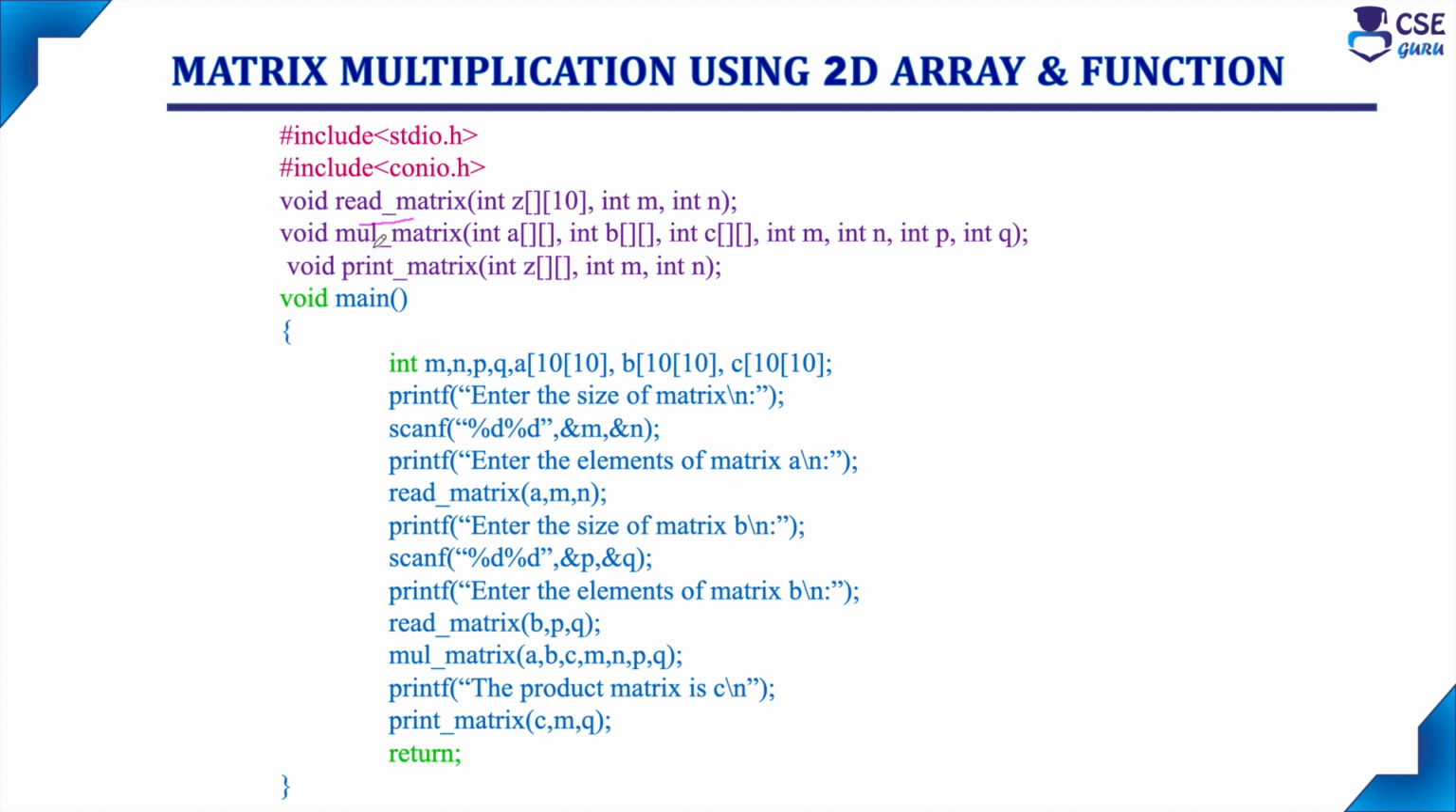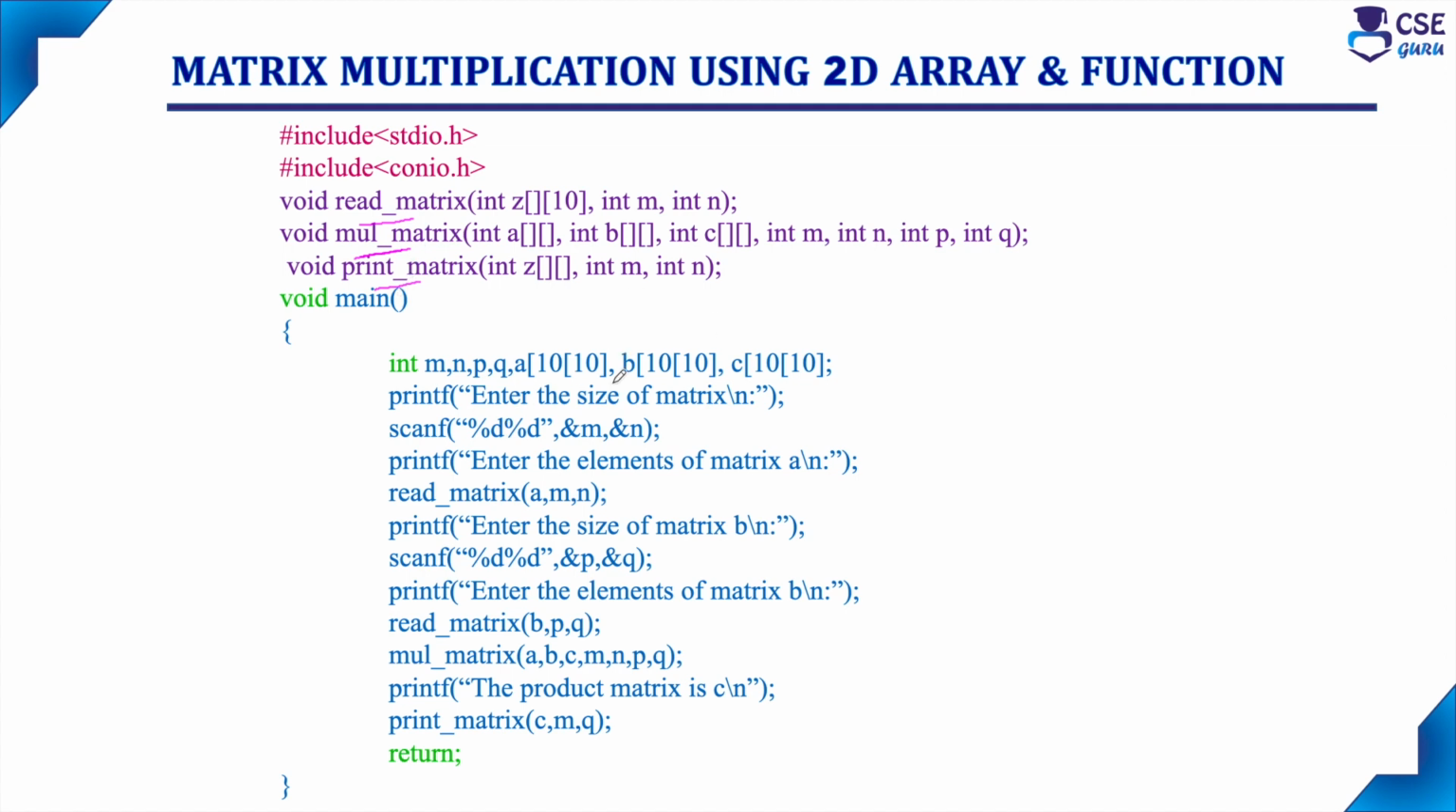One is read matrix, to read the input values for the array, and multiplication matrix. Actually, the logic of how the matrix multiplication happens will be explained with this user-defined function only, that is multiplication matrix. And print matrix is used to print the resultant value on the output screen. The read matrix and print matrix logic we have already discussed in matrix addition.